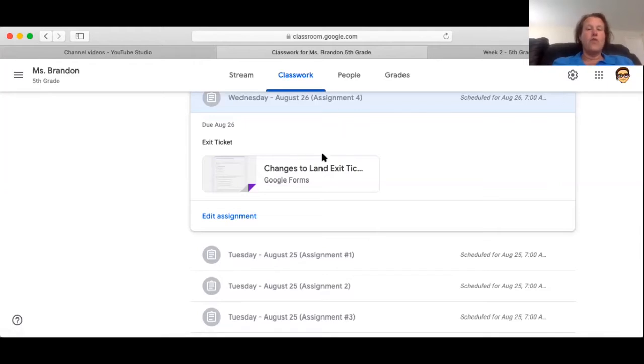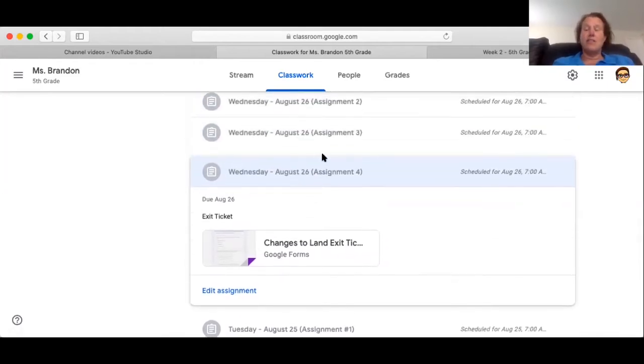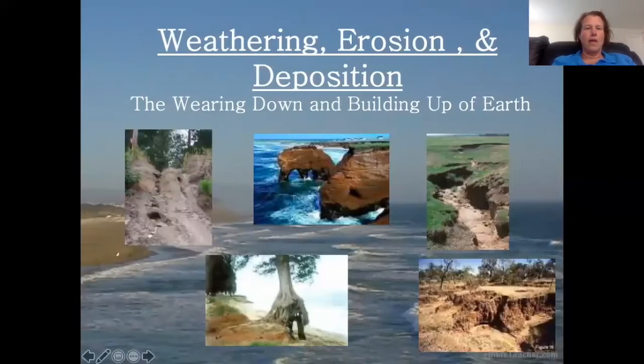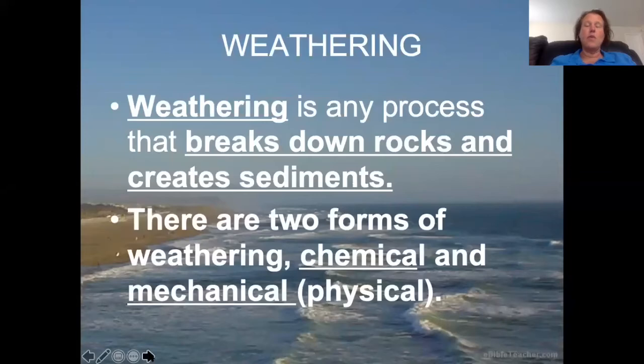Thank you. So before we get to the exit ticket, let's look at our lesson for today. Okay. So today we're going to talk about weathering, erosion, and deposition: the wearing down and building up of Earth. If you remember from last year and from before, weathering is any process that breaks down rocks and creates sediment. And there are 2 forms of weathering, chemical and mechanical.